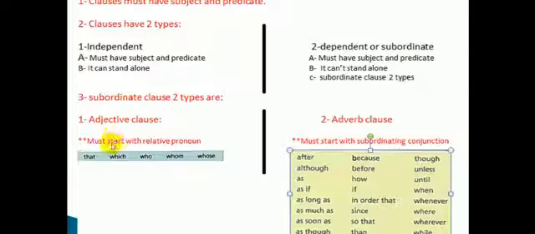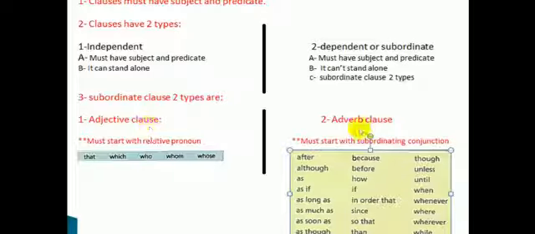Adjective clause must start with a relative pronoun. Again, adjective clause, which is one of the two types of the subordinate clause, must start with a relative pronoun. What are the relative pronouns? That, which, who, whom, whose. So, if we start the dependent clause with a relative pronoun, then it means it is an adjective clause. I can say, yes, it is an adjective clause.